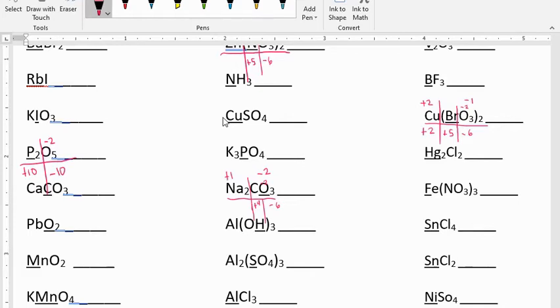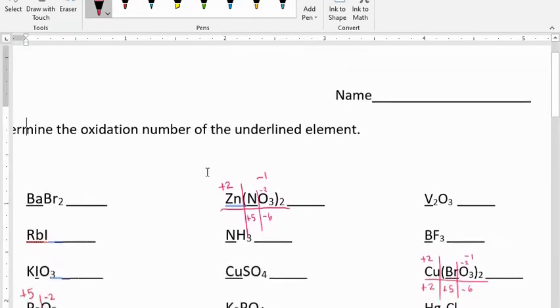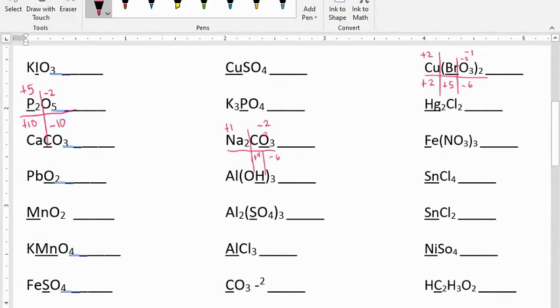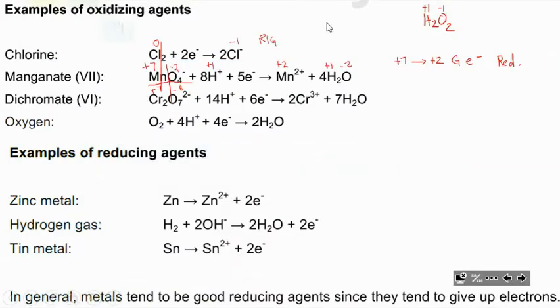But this phosphorus has a 2 down here. So when I go back up, I have to divide by that 2. So that means that the phosphorus is a +5. So hopefully you're starting to get the hang of things as far as these oxidation numbers are concerned. So let's go back over here. You can see where they got these.